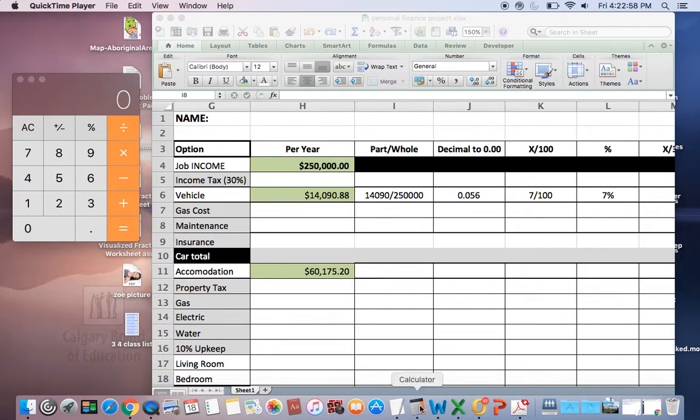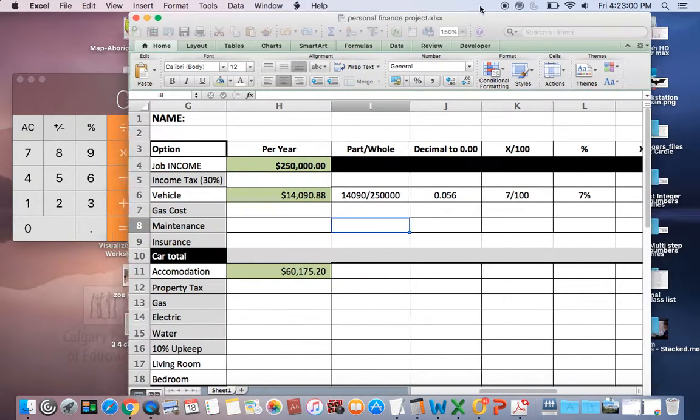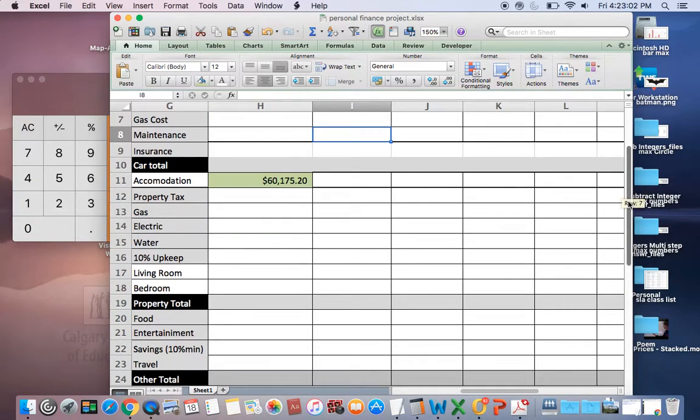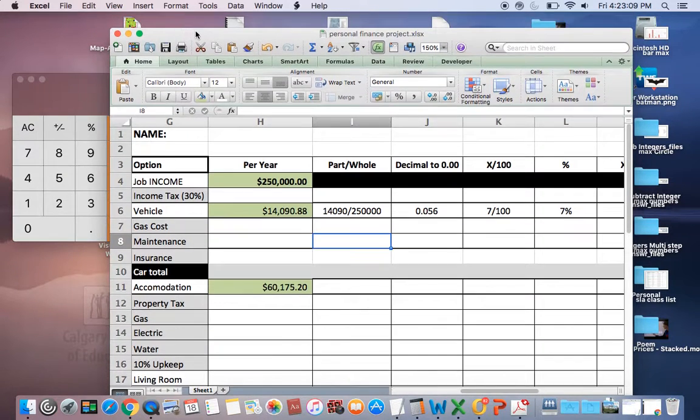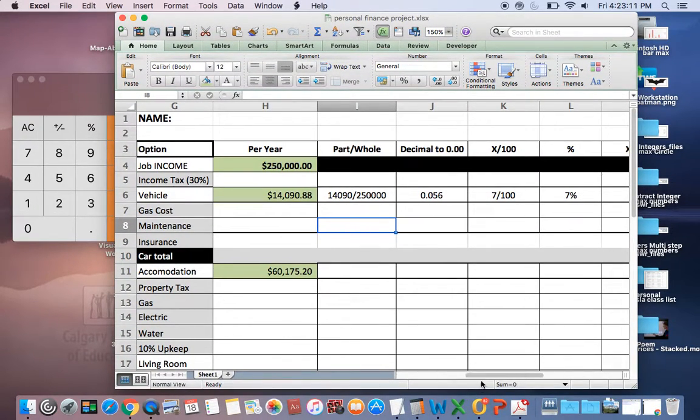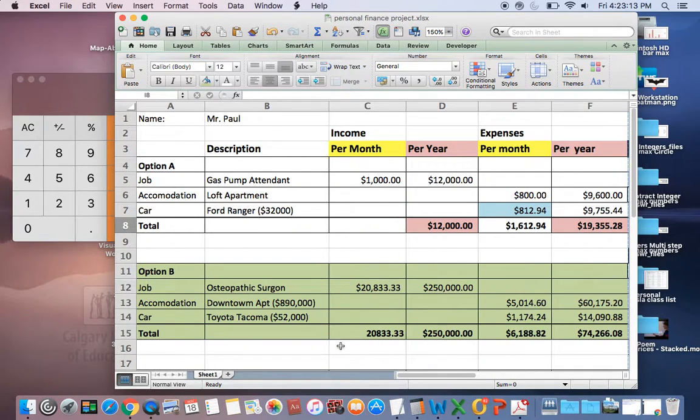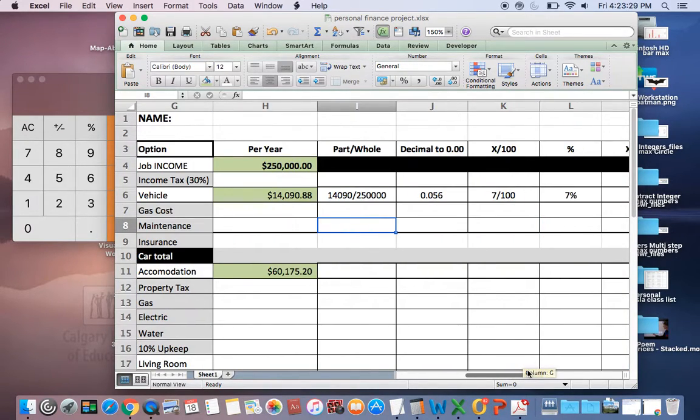So what you're going to do is you are going to end up, make this a little shorter so I can see the bottom. There we go. Taking the option that you liked best. So we talked about how to get all of these monthly expenses in the last video. So once you have the option that you think will work, where your income is greater than your expenses, then you're going to move over to the second page.